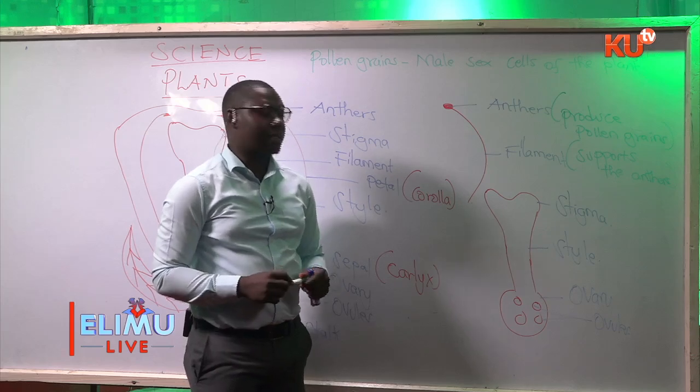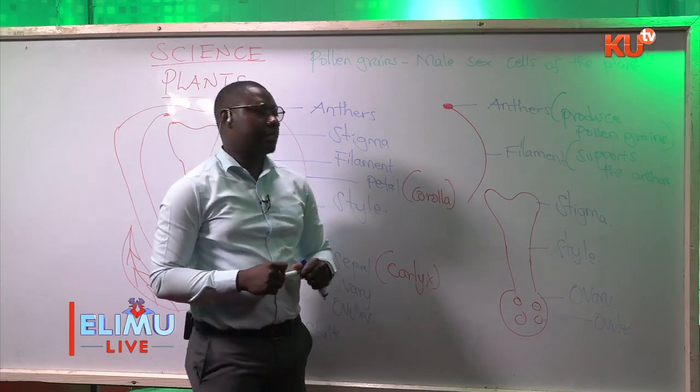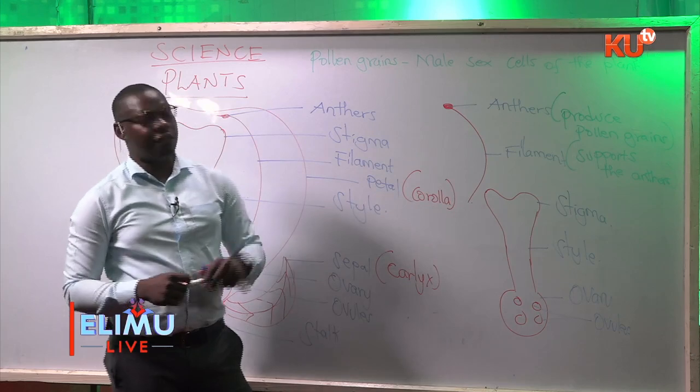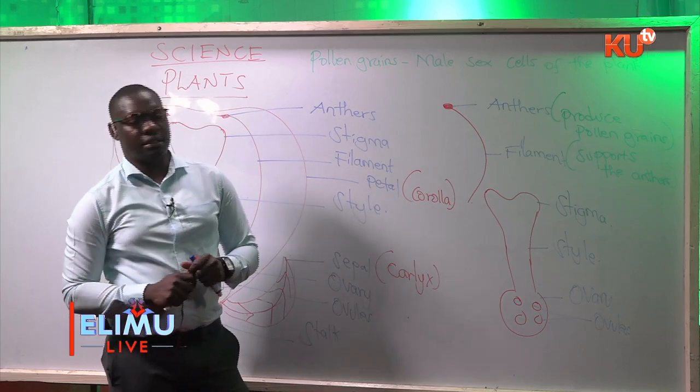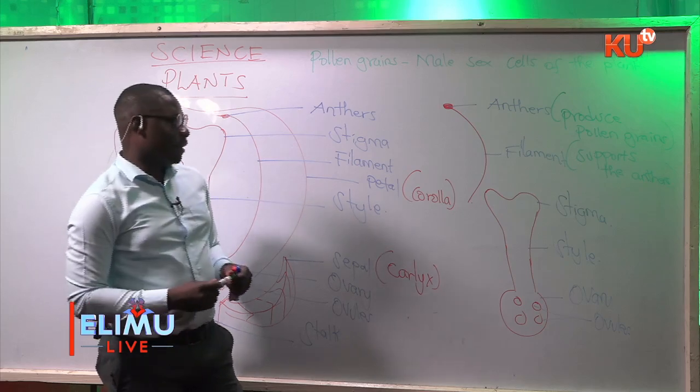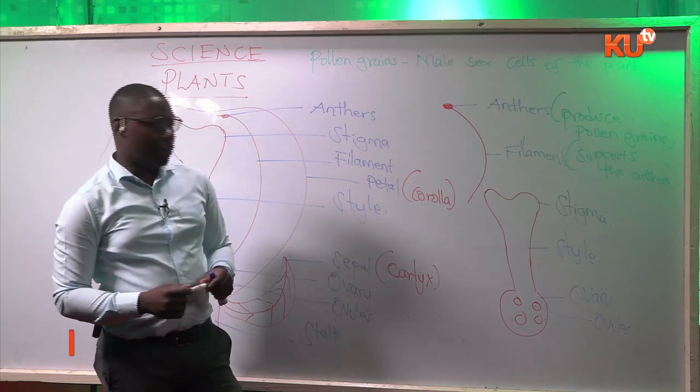We have the anthers, which produce the pollen grains. We have the filament, which supports the anthers. That is about the male parts. So we look at the female parts.